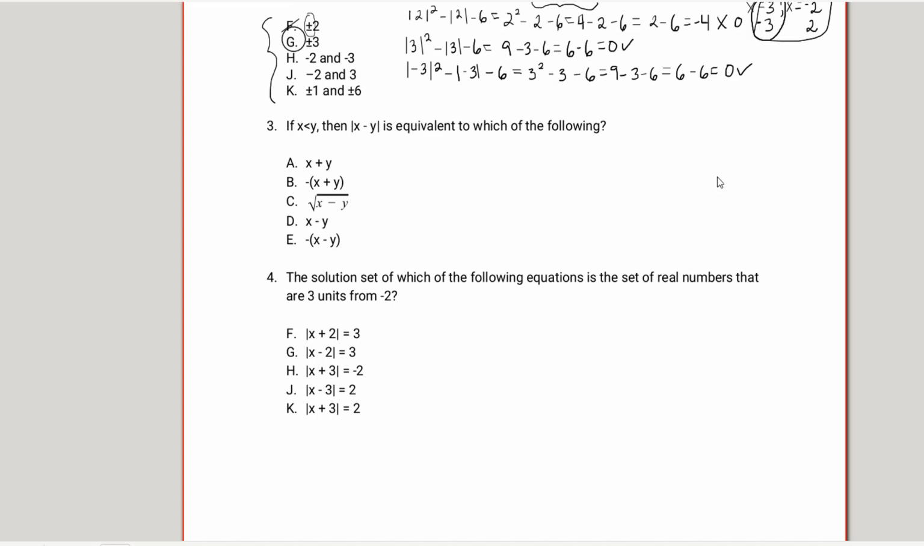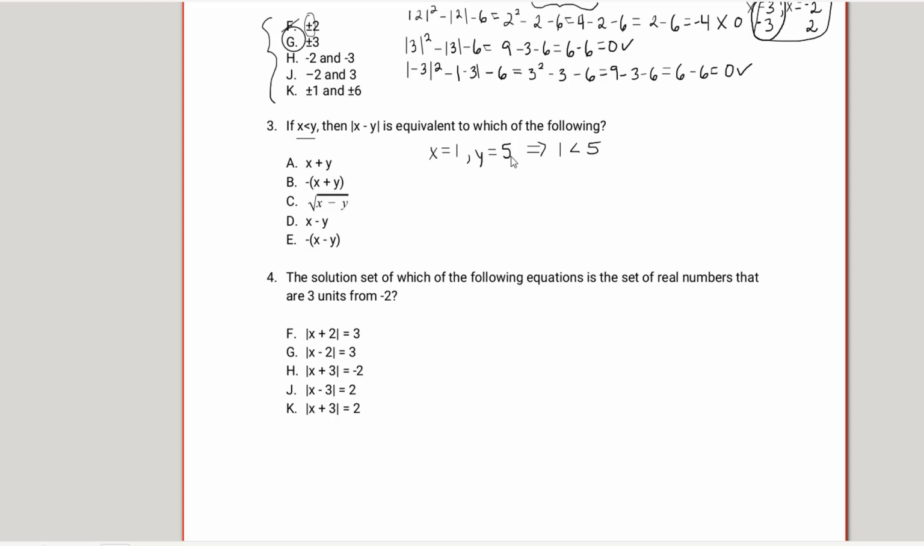If x is less than y, then the absolute value of x minus y is equivalent to which of the following? So this question, they did not give us real values to work with. In this case, I like to use my own example test data points, and that's an easy way to look at some of this. In our if statement, they tell us that x is less than y, so y is the larger number. I'm just going to choose a number. Let's say x is equal to 1 and y is equal to 5. That gives us the expression x is less than y: 1 is less than 5.